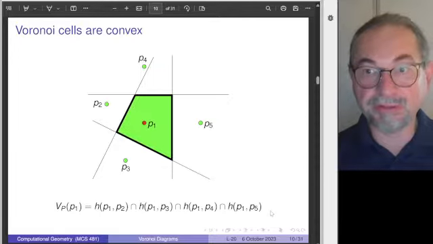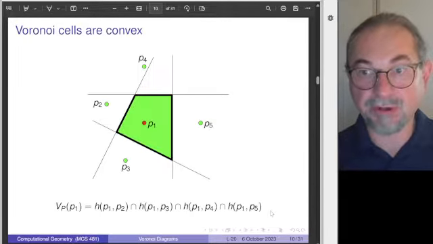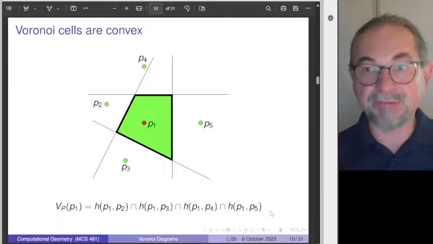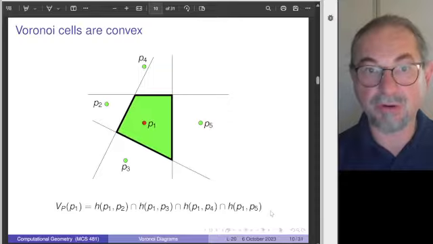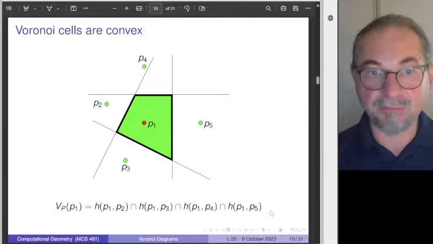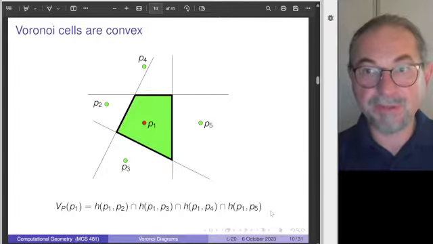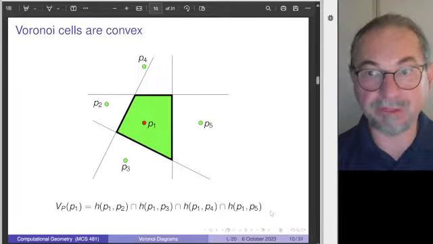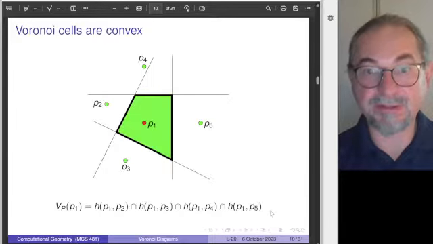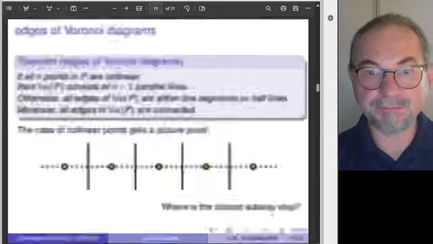And earlier in this course, quite early in the beginning, we have seen that every half plane is convex and the intersection of convex sets is again convex. So the fact that Voronoi cells are convex follows from the property that the intersection of convex sets is again convex. And convex sets are very nice to work with.